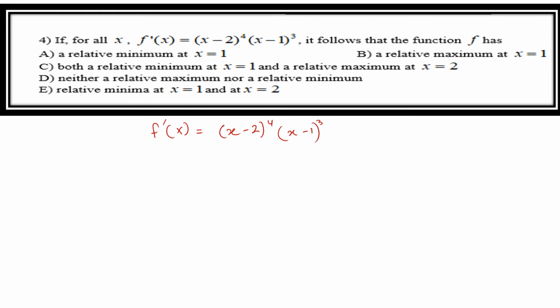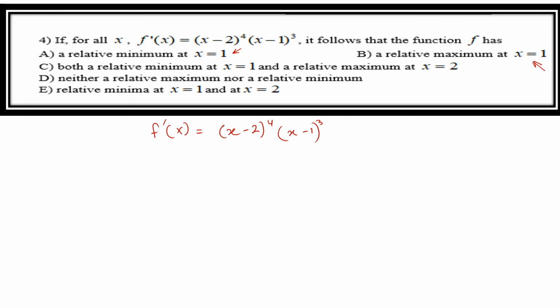They are asking you to find whether it has a relative minimum at 1, a relative maximum at 1, a relative minimum at 1 and maximum at 2, or neither a relative minimum nor a maximum, or relative minima at 1 and 2 both. So how can we find it out?